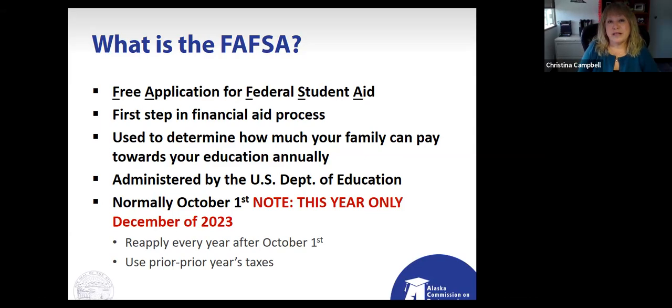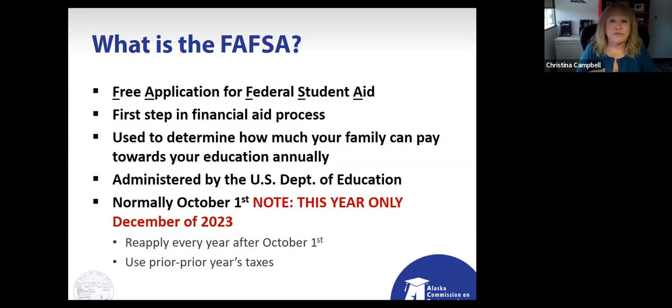But it stands for free application for federal student aid. It's the first step in the financial aid process, and it's administered by the Department of Education. Now, normally it comes out every October. And this year is the exception because they're late. They're late because it's not ready. It's going to come out sometime in December. When in December, we don't exactly know yet.